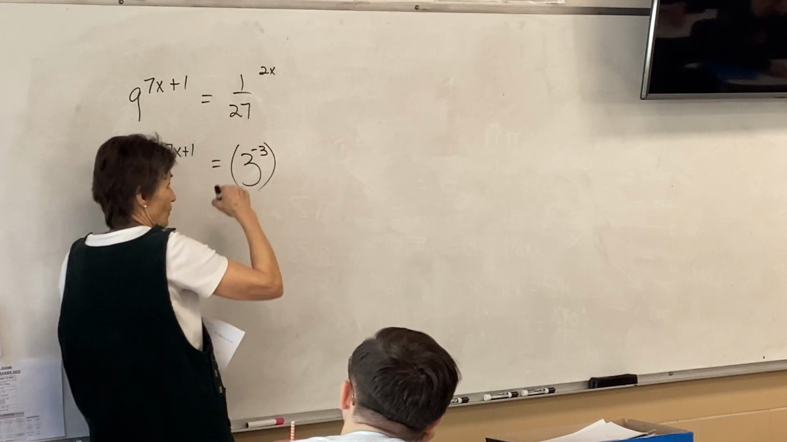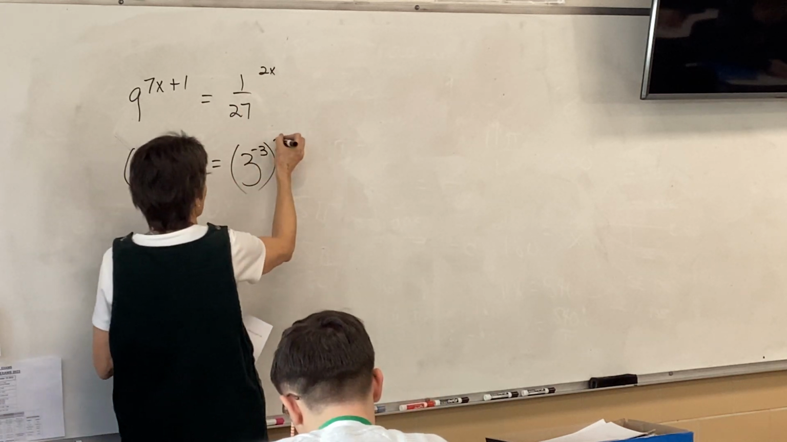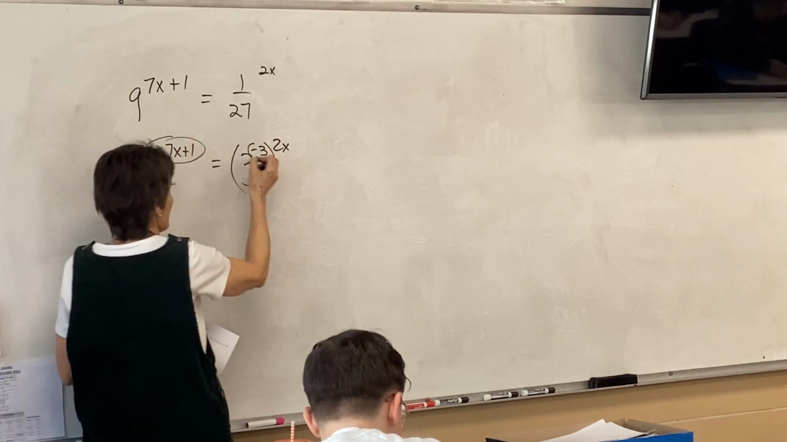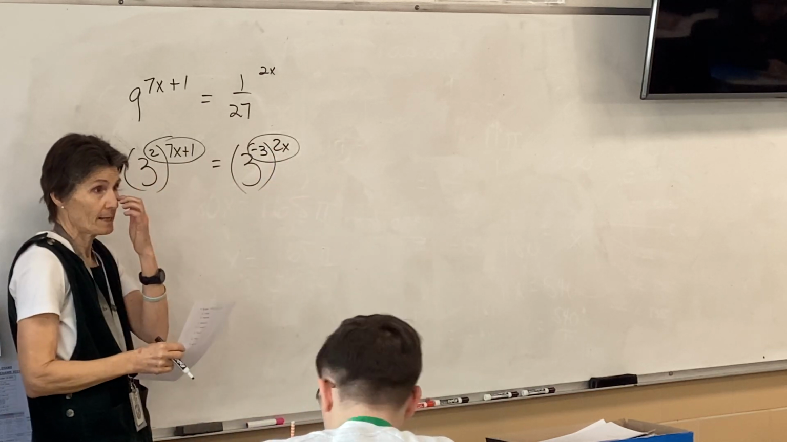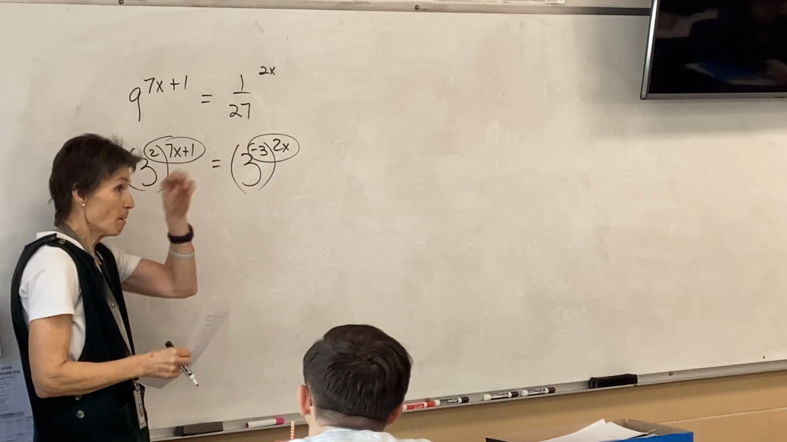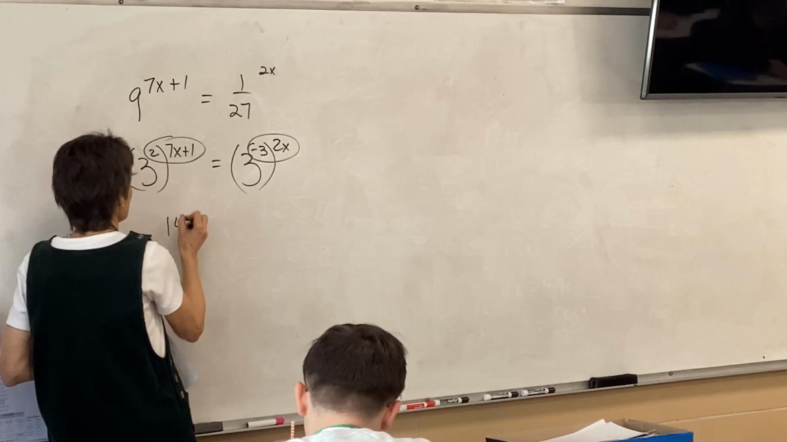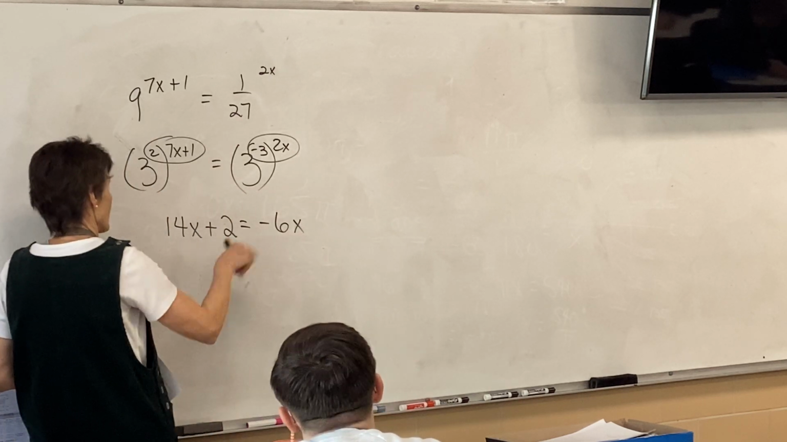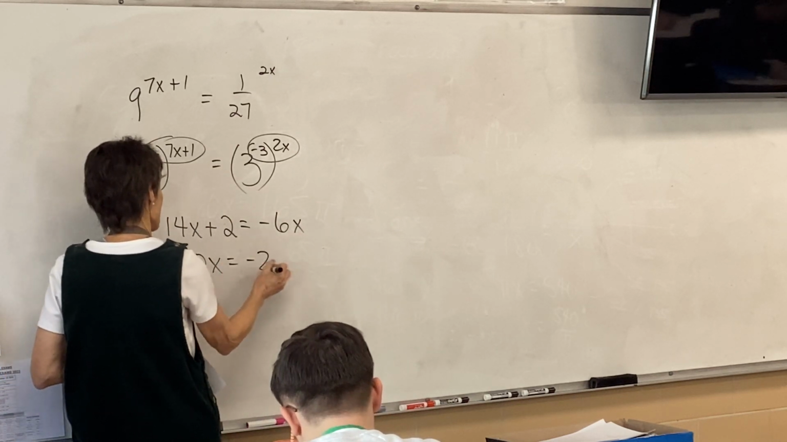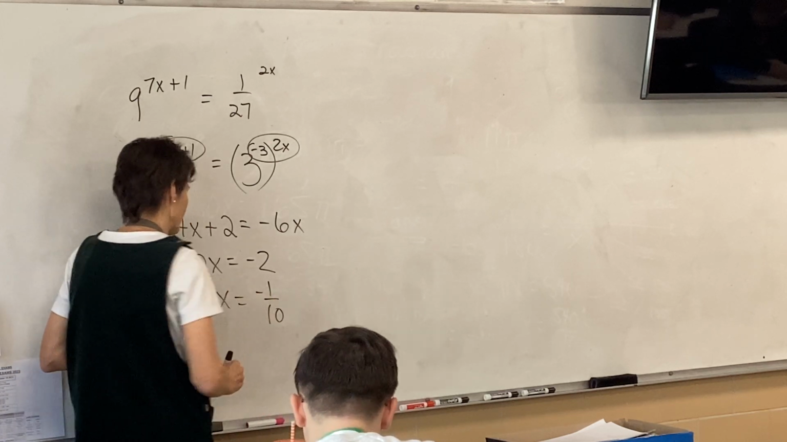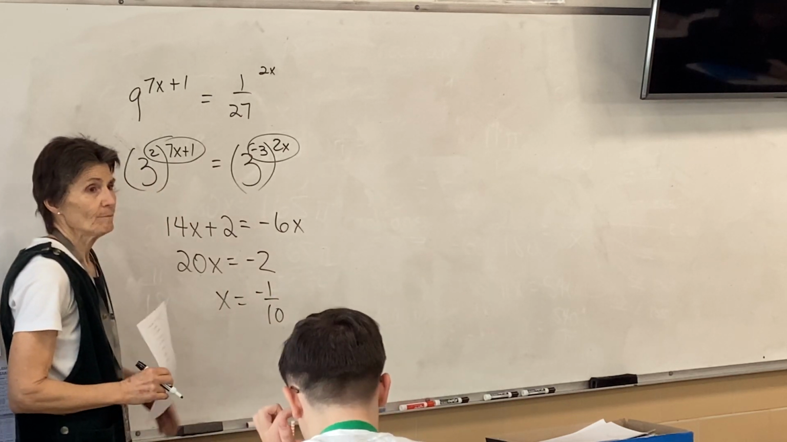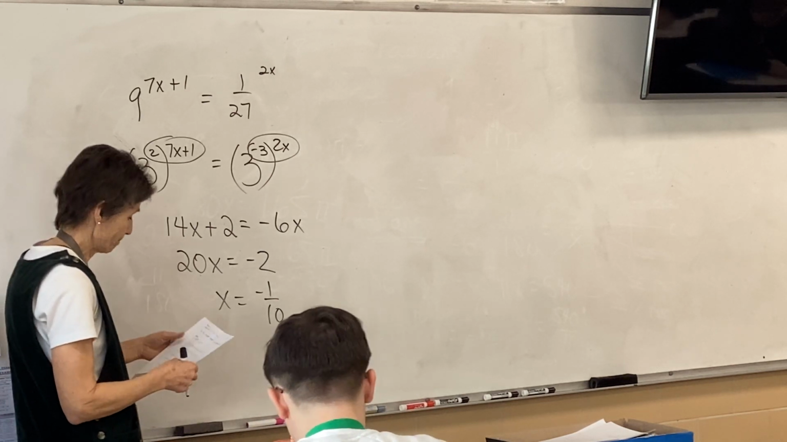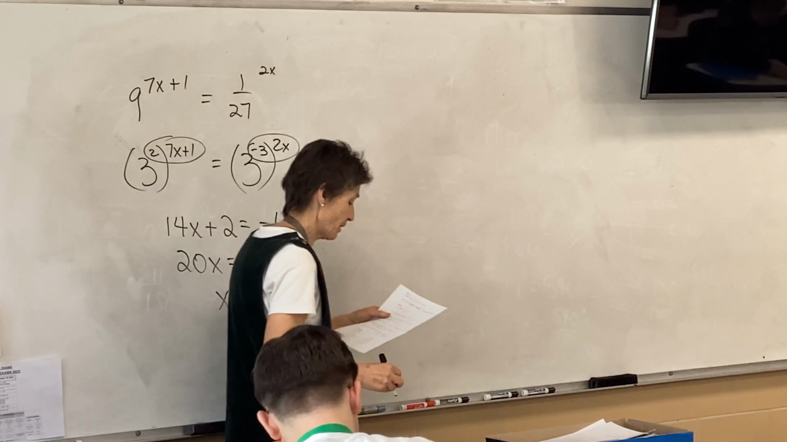Remember, 1 over tells you to use a negative exponent. So once the bases are the same, then I can solve my exponent equation. So 14x plus 2 equals negative 6x. So it looks like 20x equals negative 2. Did you get negative 1/10 as your answer? Yeah. That's great. Okay. All right, let's look at B, letter B.